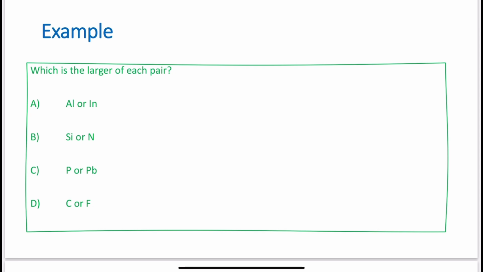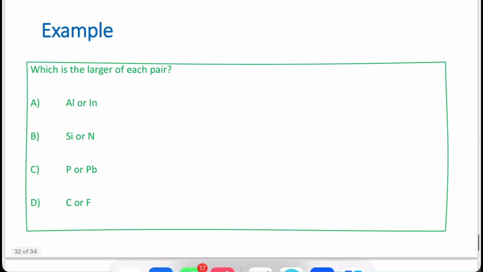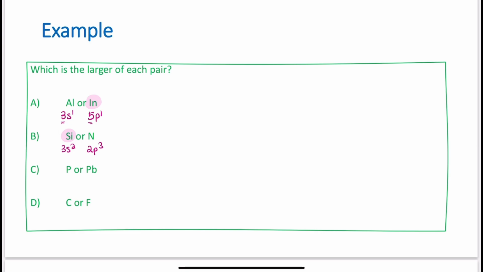Which is the larger of each pairing? Aluminum or indium? Well, I think about where the last electron was added in. So 3s1 or 5p1. Definitely the indium. Silicon is 3s2. Nitrogen is 2p3. Silicon, because again, the number in front is your energy level. And the higher that number is, the further it is from the nucleus.